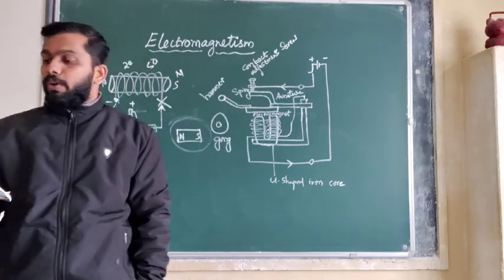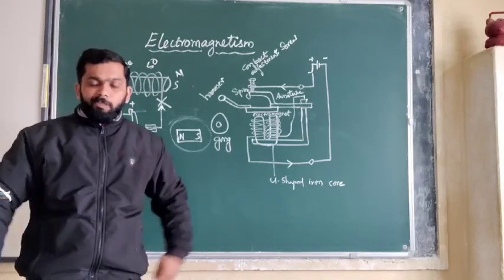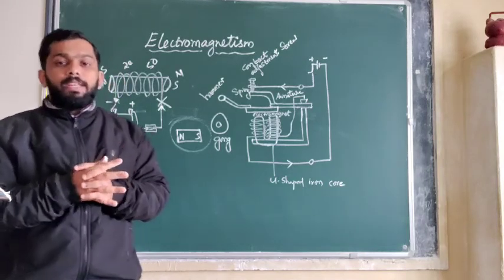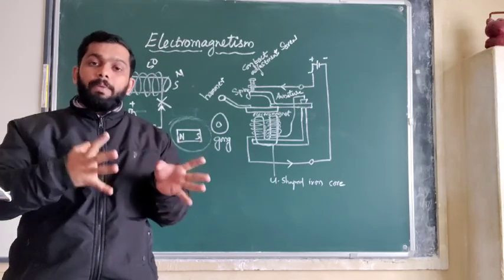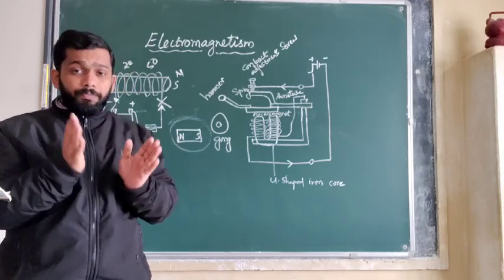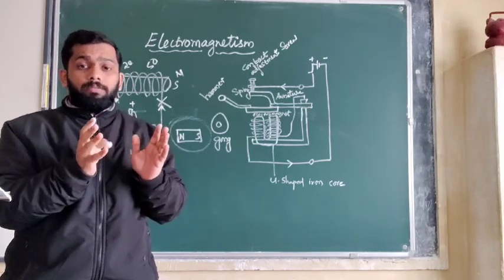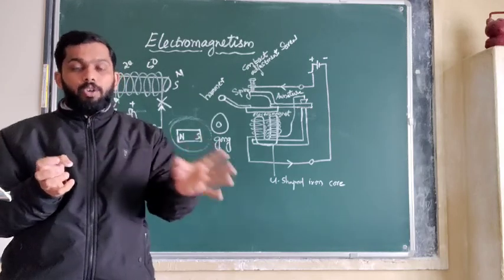The second one is for lifting heavy loads of iron, vehicles and scrap. Suppose so many waste materials are dumped somewhere in the cities. In the waste material there are magnetic material and non-magnetic material. So we have to separate the magnetic material from the non-magnetic material.